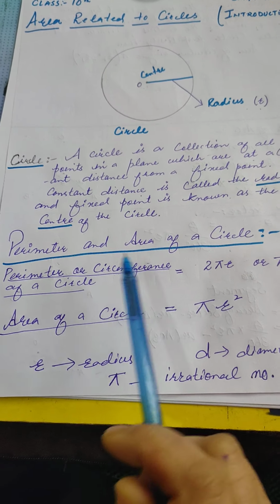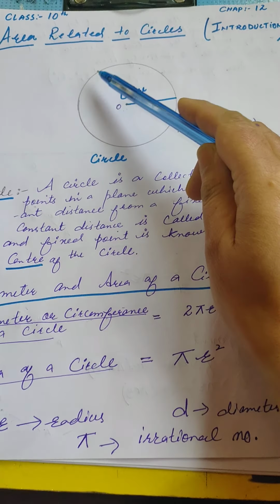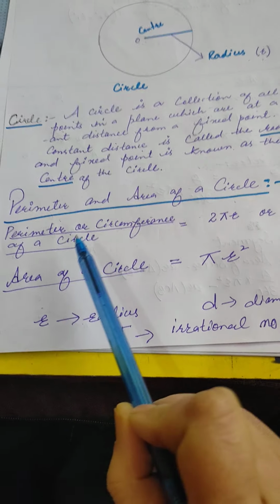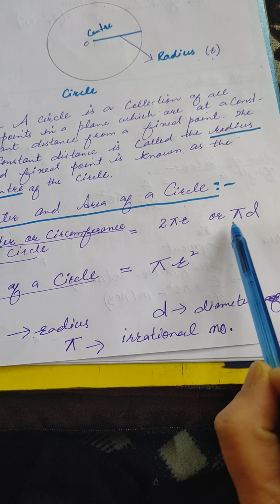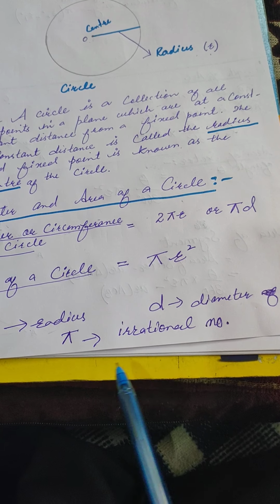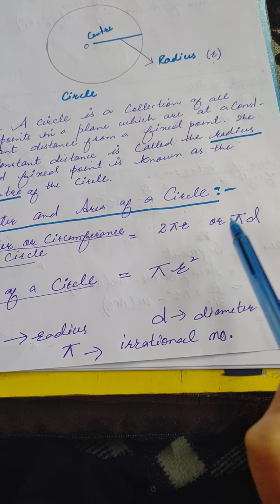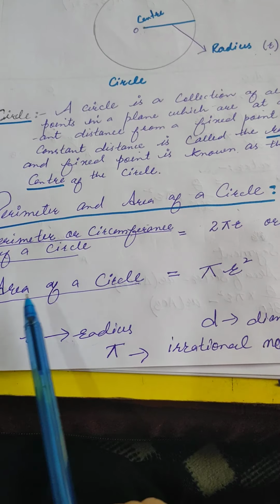Perimeter of a circle, or we can say circumference of the circle. This boundary is known as the perimeter or circumference of the circle. And this is equivalent to 2 pi r or pi d. Here pi is an irrational number and r is the radius, or we can say pi d. Here pi is an irrational number and d is the diameter.